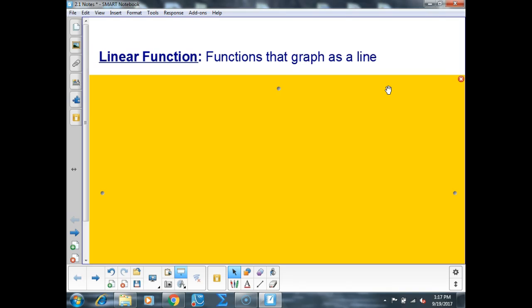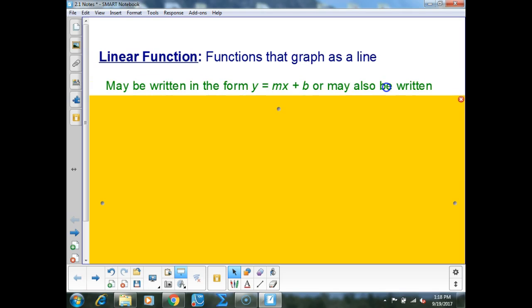So what does a function look like? A linear function, I should say. Again, the Department of Redundancy department. So what does it look like in terms of its equation, I should say? Okay, y equals mx plus b would be the linear form of it, okay?